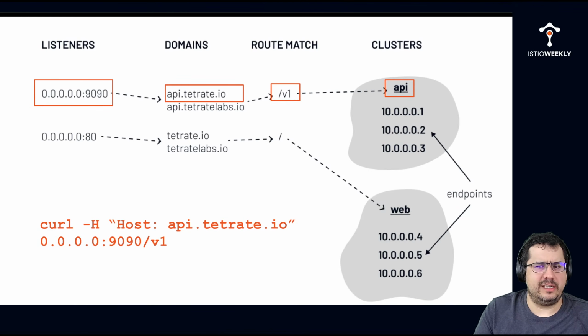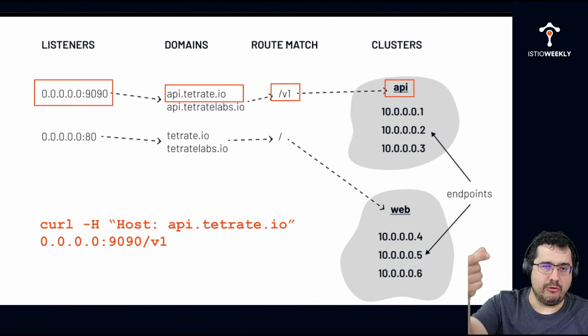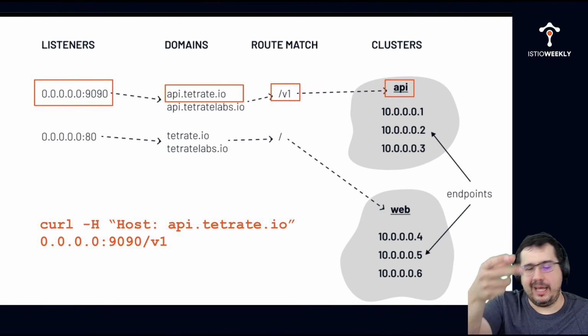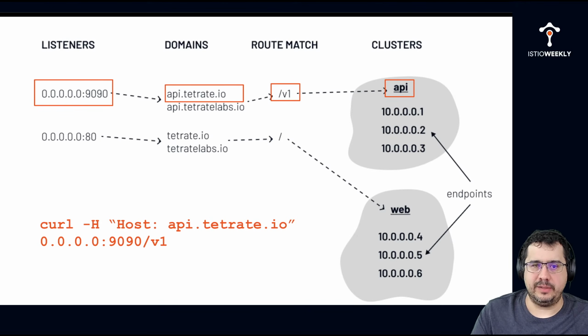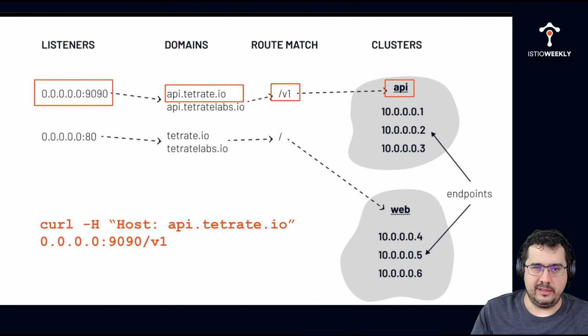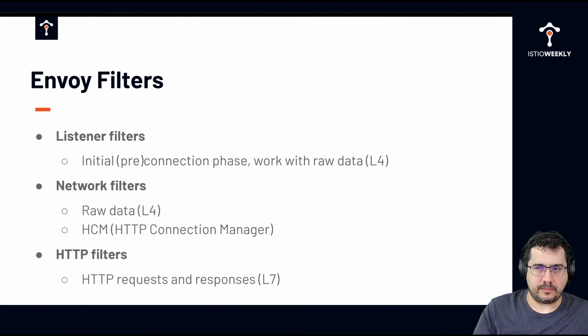Similarly, if we would send a request to a listener on port 80, the request would be matched following a similar process. So it would look at the domain first, and then it will look at any route matches and try to match the domain with the route, and then route it to a specific cluster. And then from cluster, it will go through a specific endpoint.